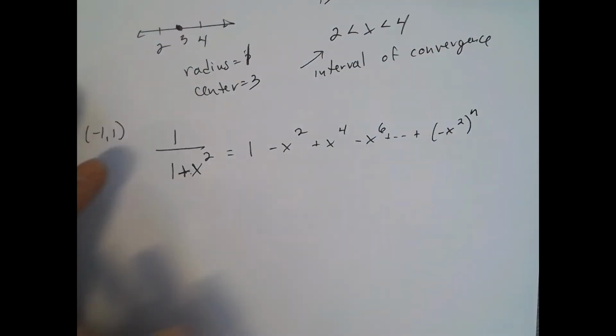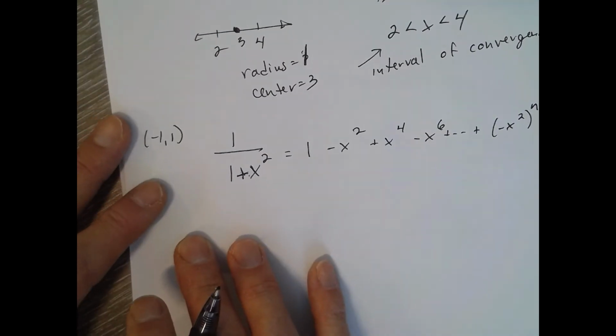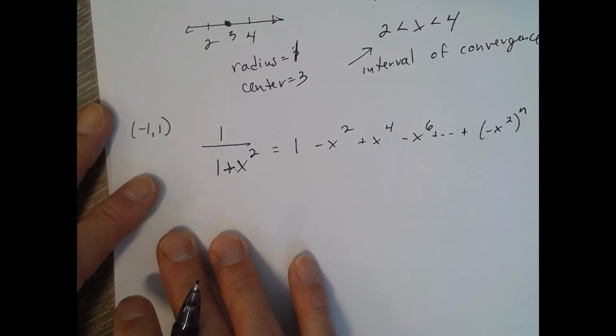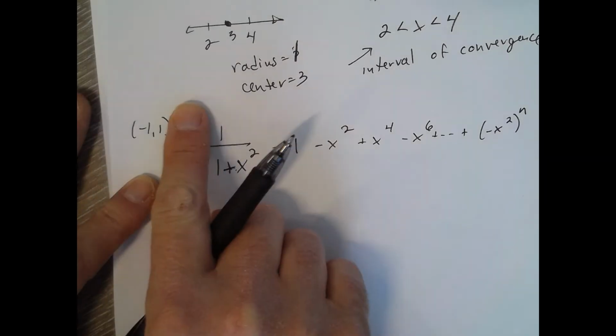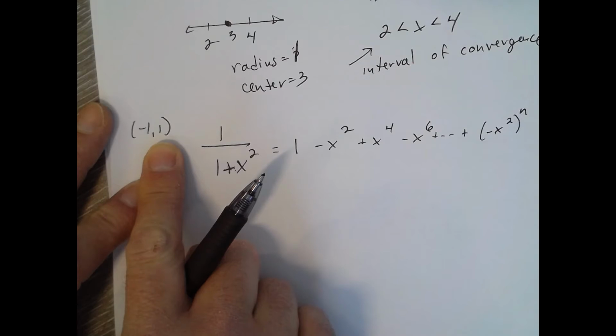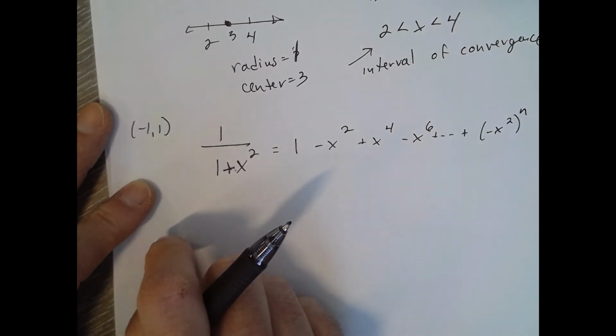The negative 1 to 1 is just, it can be given to you. That's our interval of convergence. We could have figured out our interval of convergence, because what's my r here? Negative x squared.